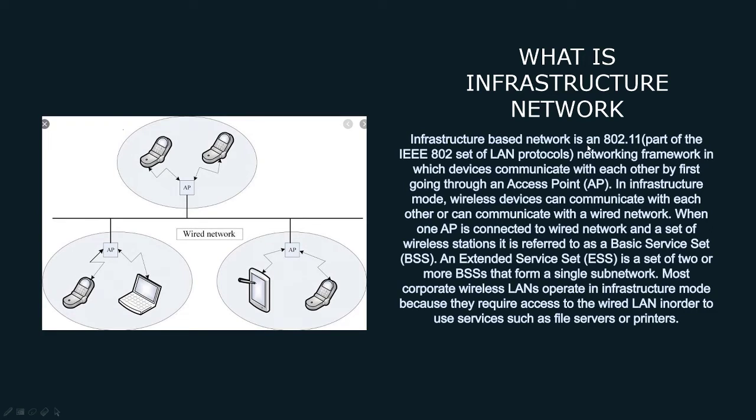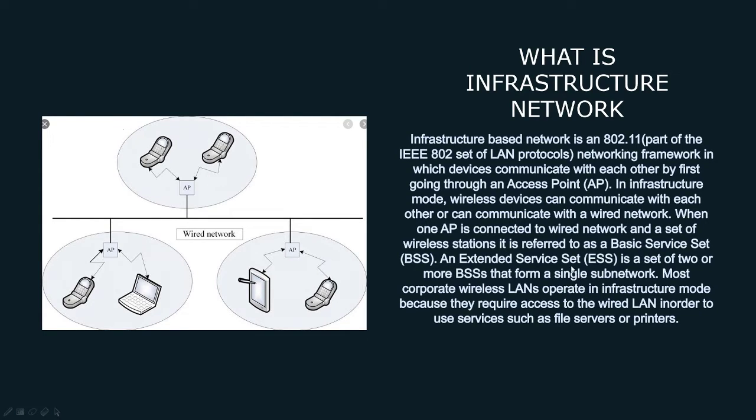Infrastructure based network is an 802.11, which is a part of the IEEE 802 set of LAN protocols networking framework, in which devices communicate with each other by first going through an access point. As you can see, it is the access point. In infrastructure mode, wireless devices can communicate with each other or can communicate with a wired network. When one AP, that is the access point, is connected to the wired network and a set of wireless stations, it is referred to as a basic service set.